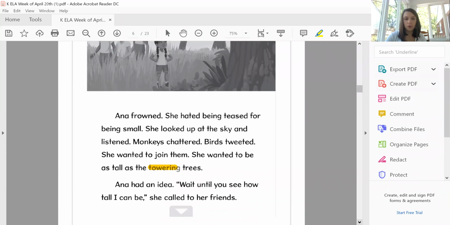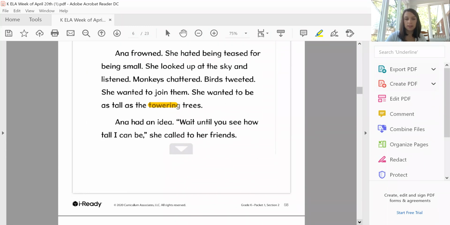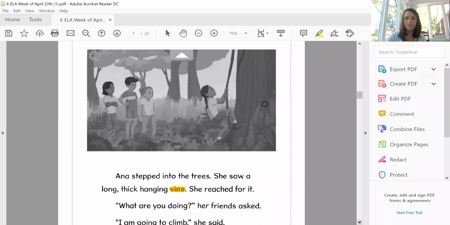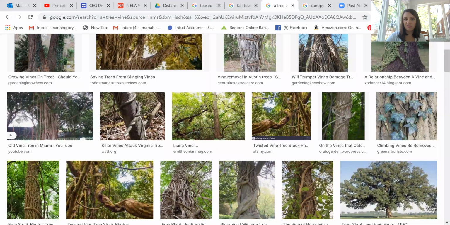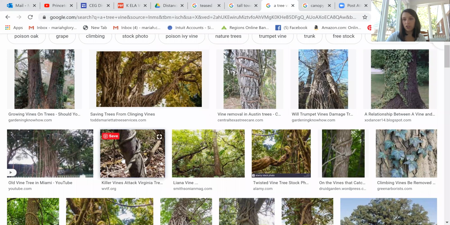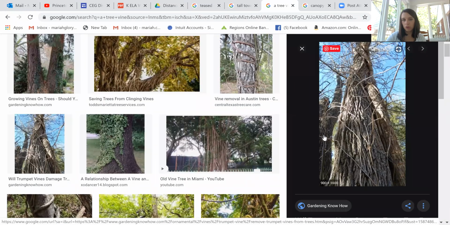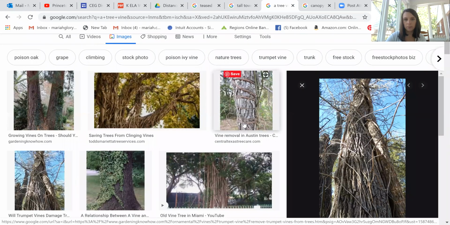Another word, that word was towering. Another word we're going to see in the story, help us understand, is that Anna grabs a vine. Maybe you've heard of that word before, but a vine is going to be attached to a tree. And a vine is kind of like a rope, but out in the jungle. It might even look similar to a rope. But vines are very strong. I mean, sometimes they could break, but it's kind of like a rope.